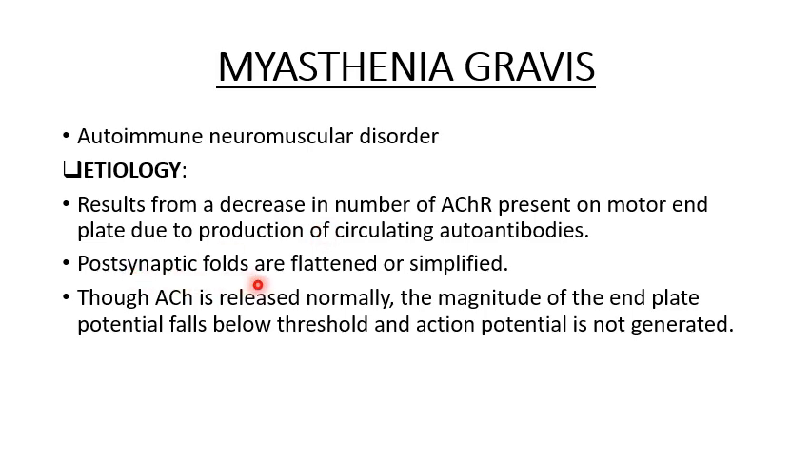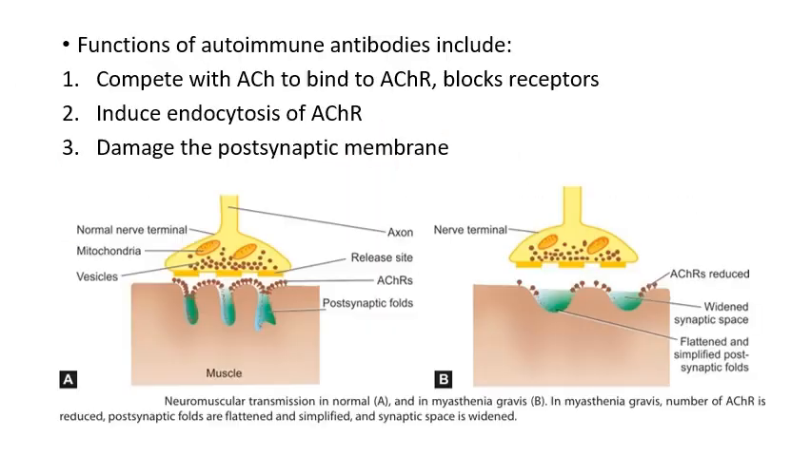Postsynaptic folds in this condition are flattened or simplified. Though acetylcholine is released normally, the magnitude of the end plate potential falls below the threshold and action potential is not generated, since the acetylcholine receptors decrease in number. The functions of the autoimmune antibodies produced include: they compete with acetylcholine to bind with acetylcholine receptors, thus they block the receptors, they induce endocytosis of acetylcholine receptors, and they damage the postsynaptic membrane.